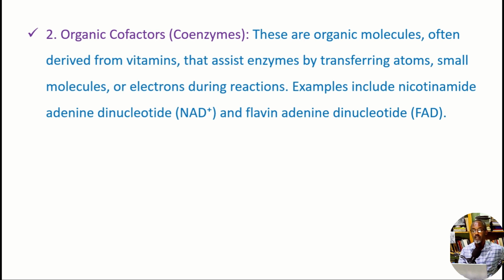The other is FAD, flavine adenine dinucleotide. NAD is nicotinamide adenine dinucleotide. NAD is a derivative of niacin, one vitamin of the B group, and flavine adenine dinucleotide, abbreviated FAD, is a derivative of vitamin B2, riboflavin.